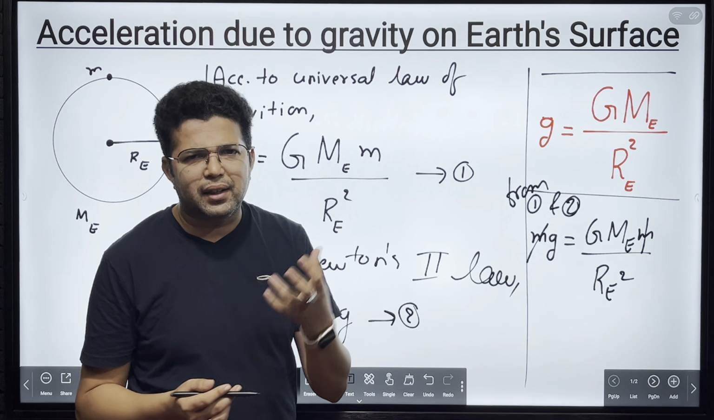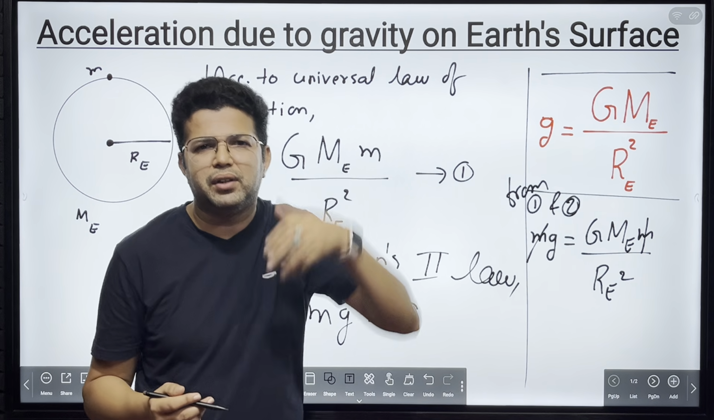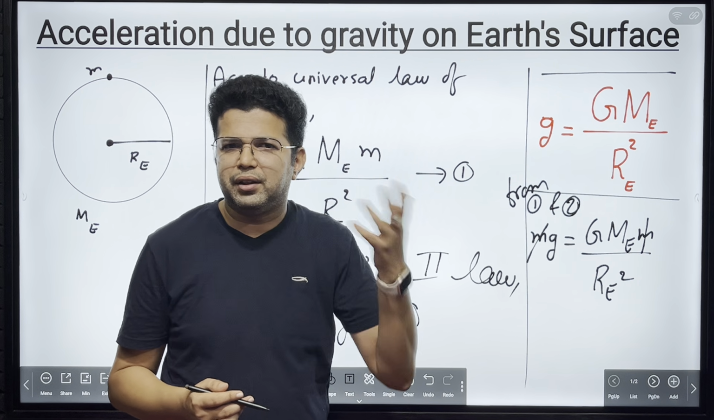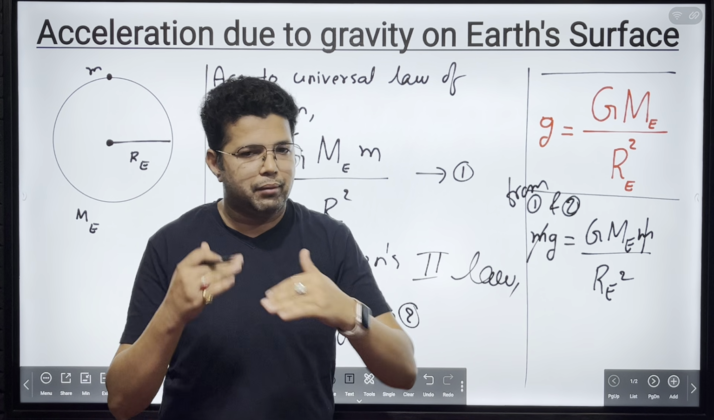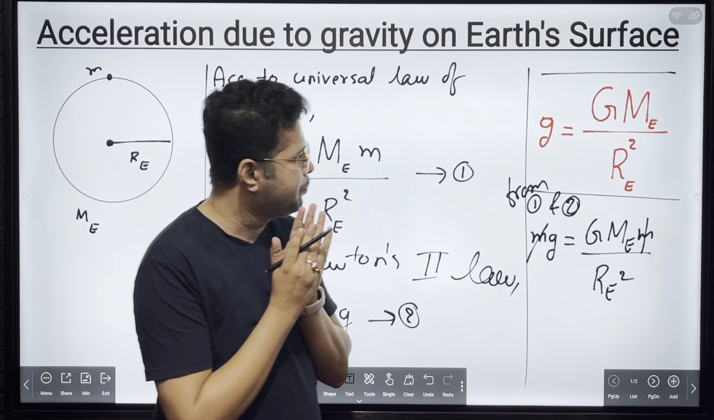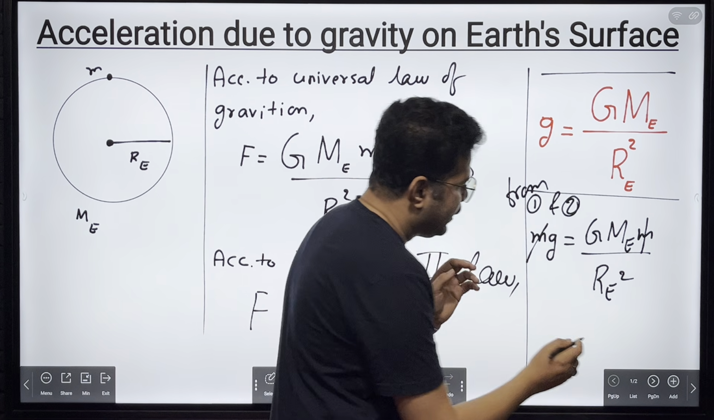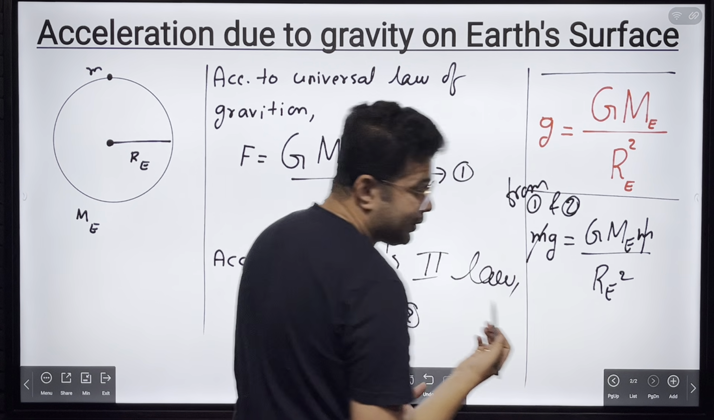This acceleration due to gravity varies with height, varies with depth, varies with latitude, varies with the rotation of earth. There are many factors, and we are going to study them one by one. This is the first one, the basic one. Let me substitute these values and we'll see what is the value of g.